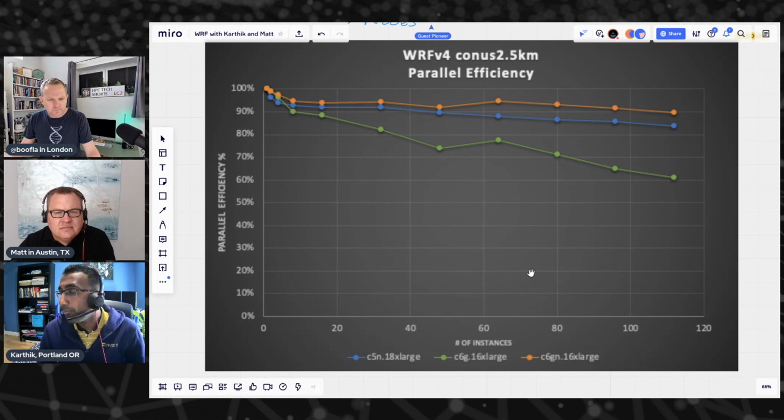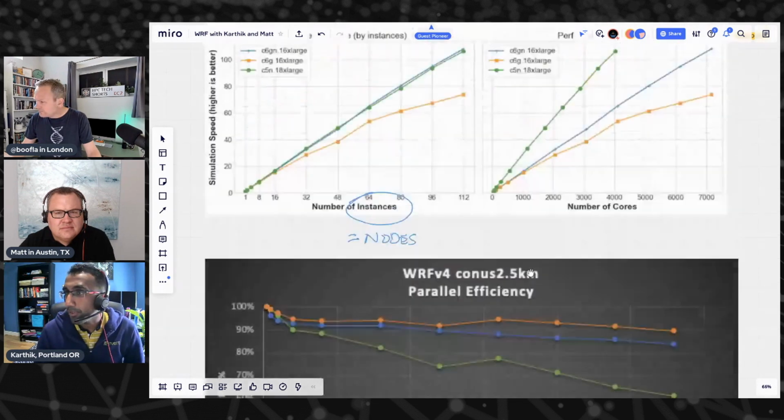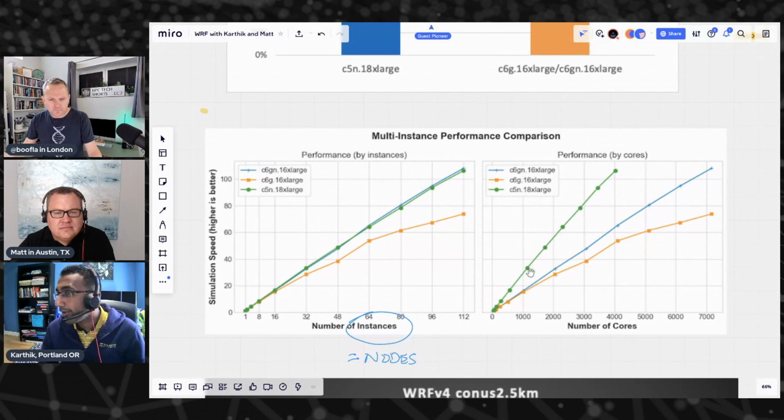So if you go back up, earlier on the right side of the chart, this is the performance on a per core basis, right? Here the x-axis is the number of cores, and again the y-axis is the simulation speed, and higher is better. So someone would ask, hey, on a per core basis, C5N is better. Why is that? And this is where the number of cores per instance comes into play.